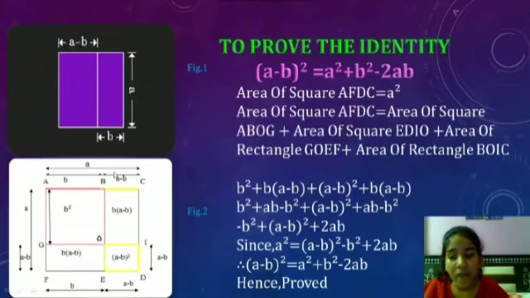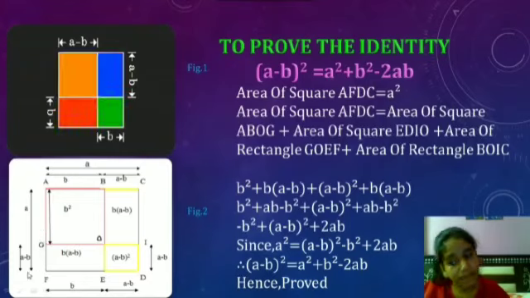When we mark a point B on AC, then the measure of BC is a − b and the measure of AB is b. When we mark a point G on AF, then the measure of AG is b and the measure of FG is a − b. Now we'll find the areas of all the parts.